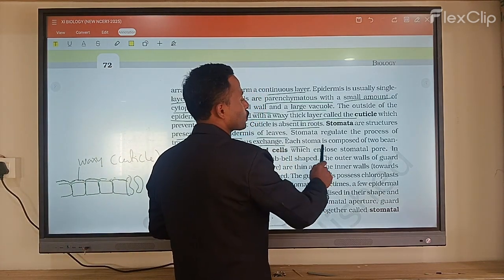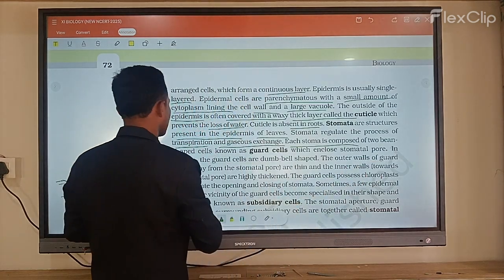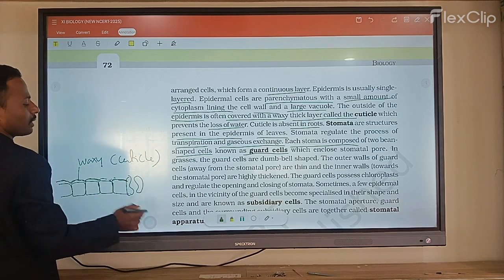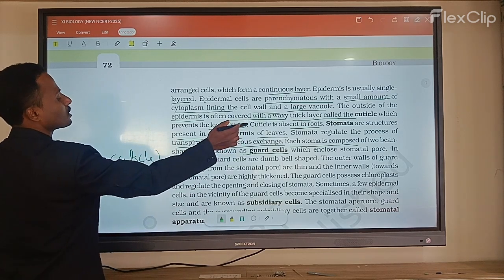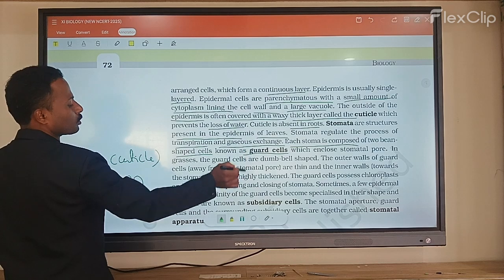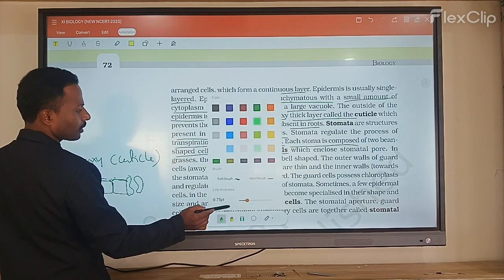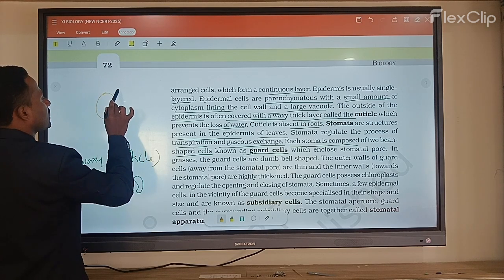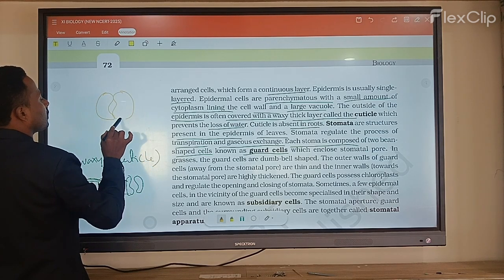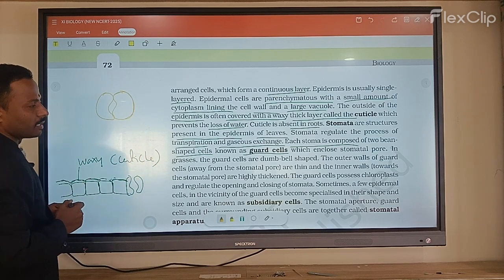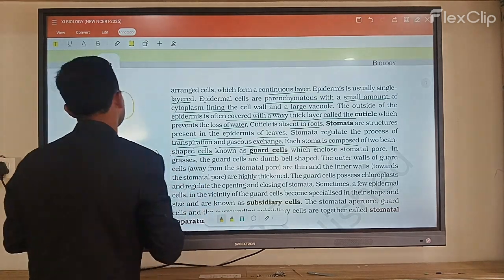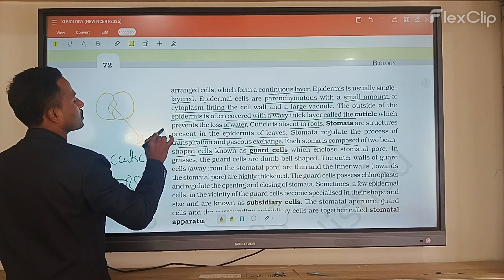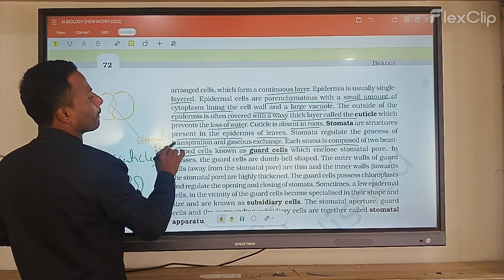See here, each stomata is composed of two bean shaped cells called guard cells. Once you observe any one particular stomata, it consists of two cells. These two cells are called what? Guard cells, which enclose the stomatal pore. So in the middle region is the stomatal pore.